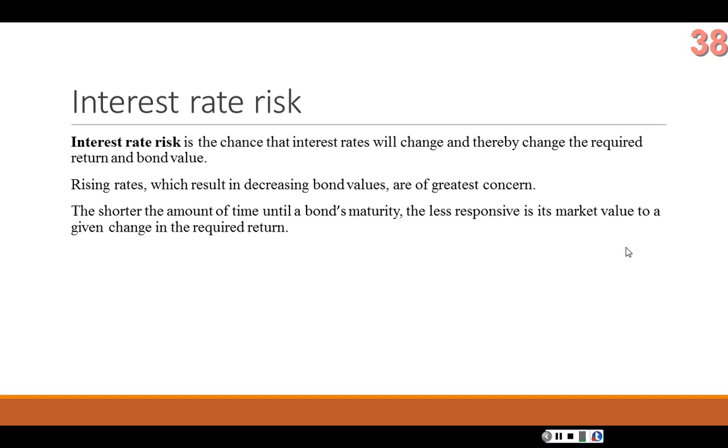Excuse me, I said that wrong. The shorter the amount of time until the maturity, the less responsive the market value is to a change in the required return. And that is depicted in that graph we looked at earlier, where all current market prices of bonds converge to their par value.